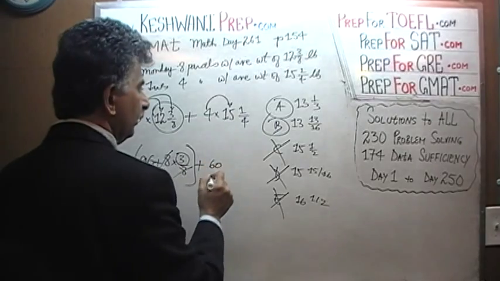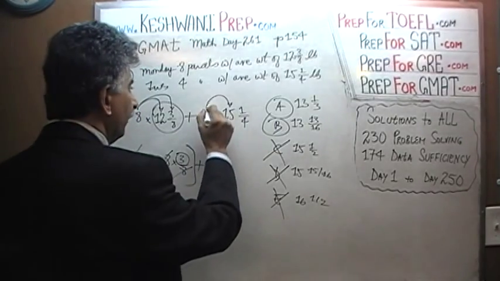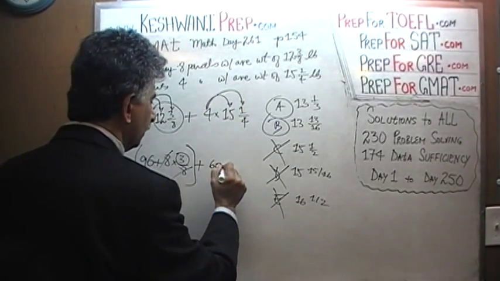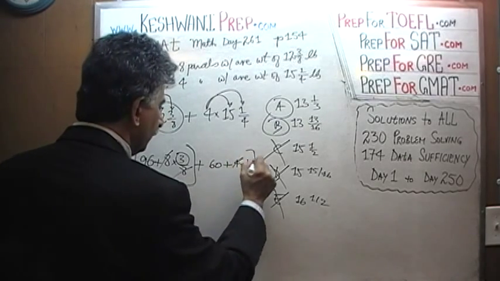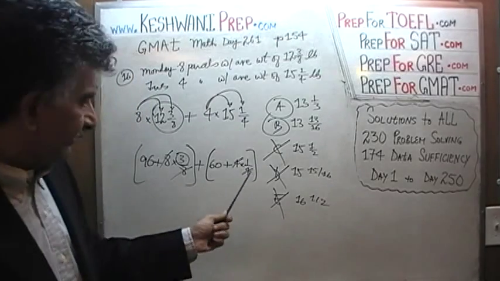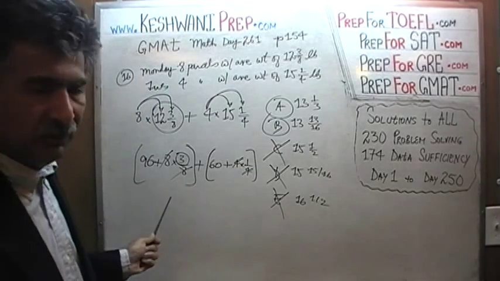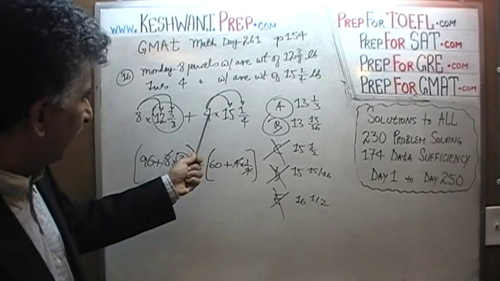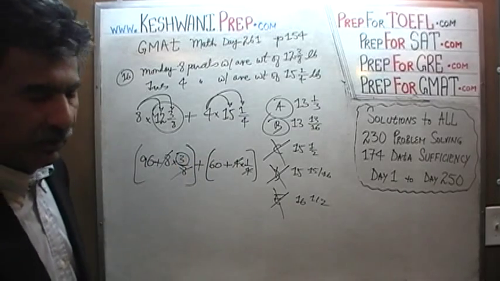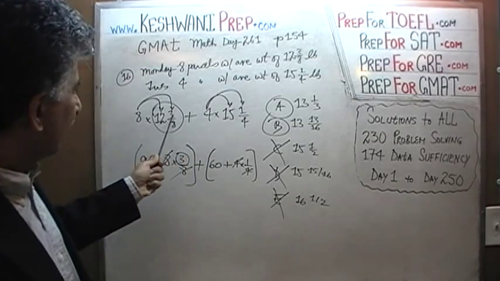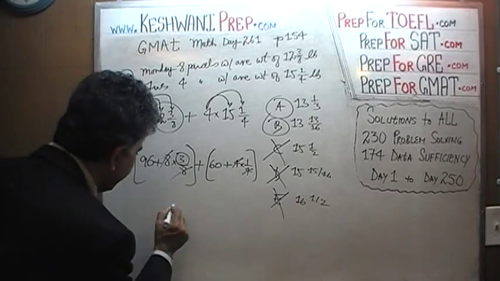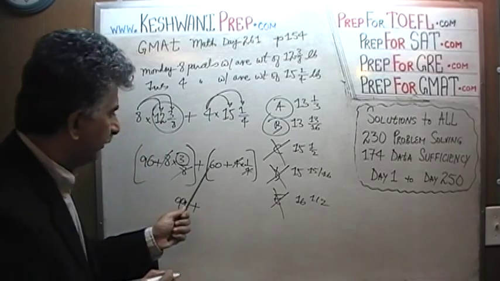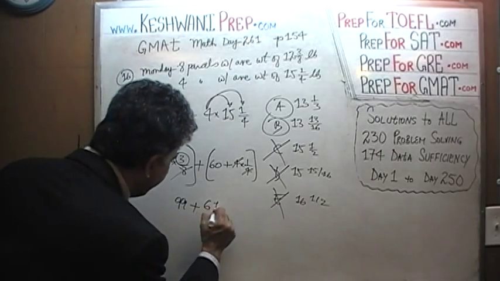4 times 15 is 60, and 4 times a quarter is just going to be 1. As I said, we would not do this in a real exam. We'll just look at it and realize that 4 times a quarter is 1. I'm just doing it for your benefit. Similarly here, 8 times 3/8, the 8s cancel out, it's just 3. So here we get 96 plus 3, which is 99. And here we get 60 plus 1, which is 61.